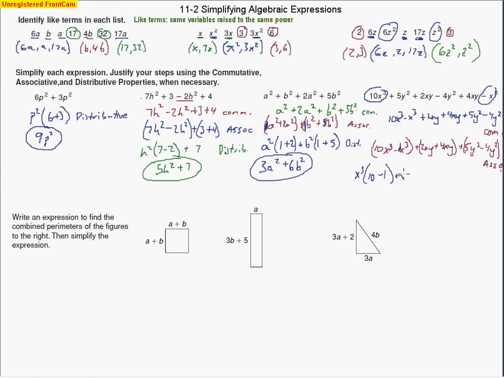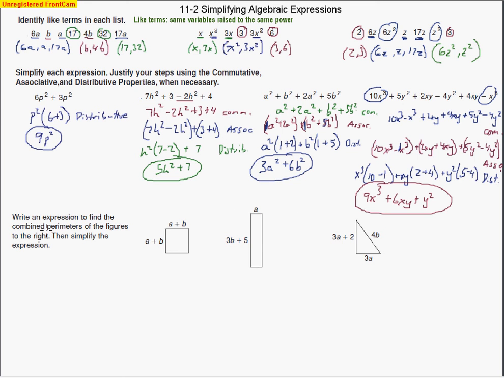Same thing with the xy. Take out the xy and combine how many xy's you have. You have 2 and 4. And then do the same thing with the y squareds. Y squared, take that out, and combine 5 minus 4. Well, that's the distributive property. And so then I just collect those terms together as 1. So I've got 9x to the third plus 6xy. And then I have a plus positive 1y squared, or just y squared. There is my answer.